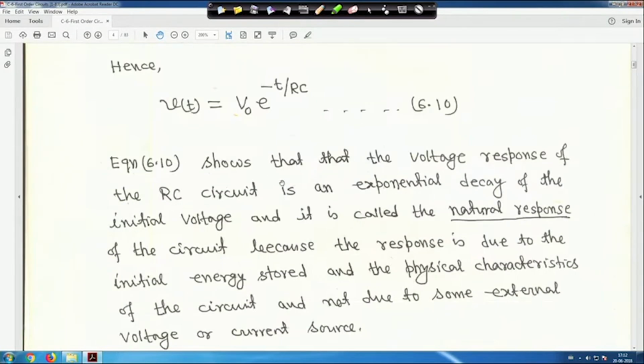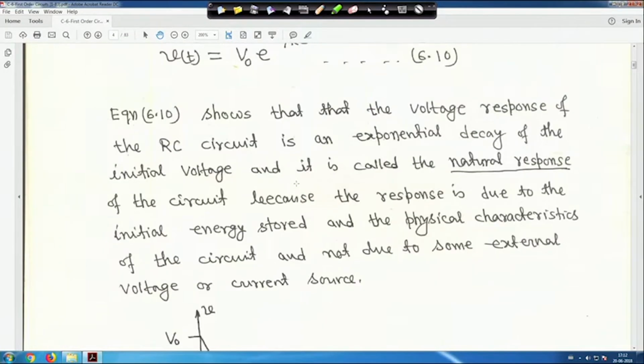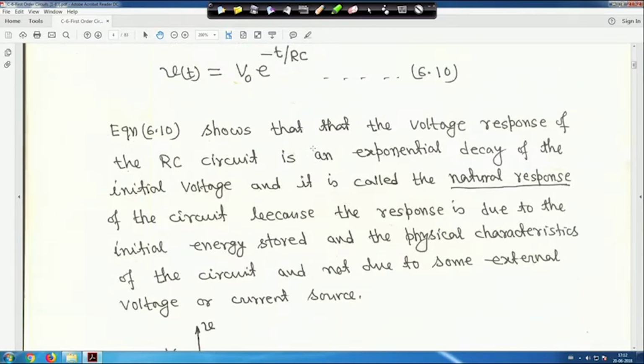This is equation 10. Now, equation 10 shows that the voltage response of the RC circuit is an exponential decay of the initial voltage, and it is called the natural response of the circuit, because it is given by e to the power minus t upon RC. So, naturally it is an exponential decay of the initial response.